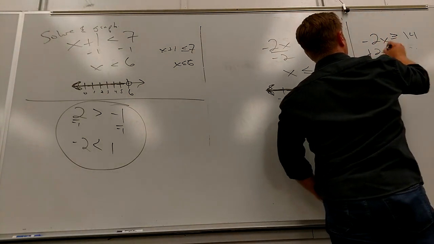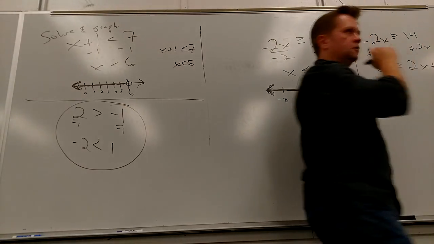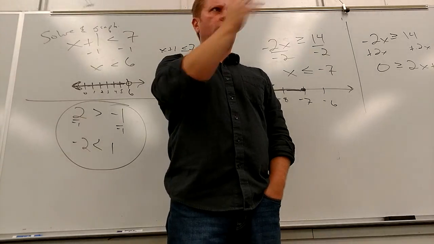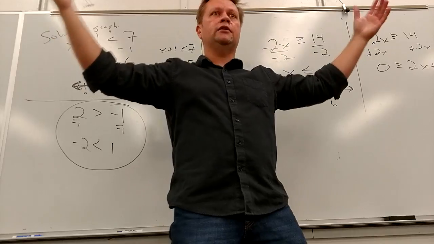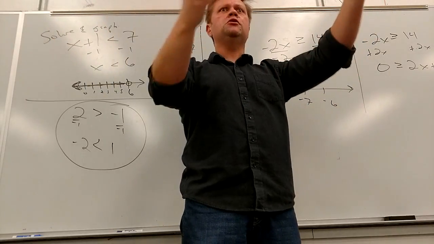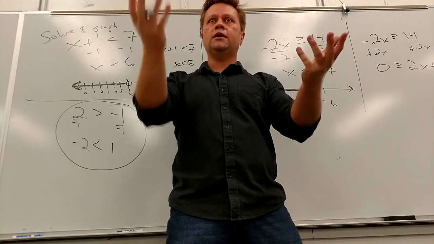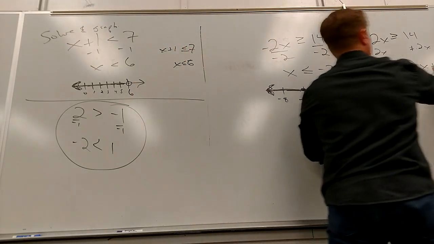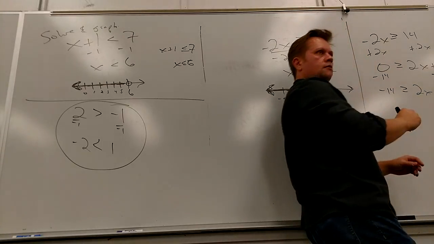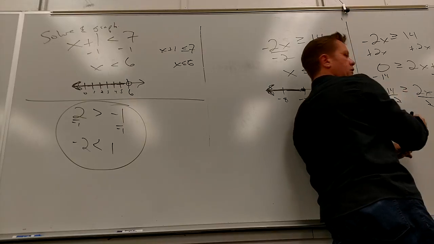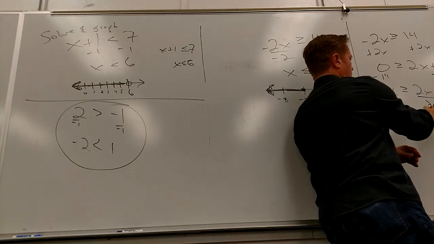Couldn't I add 2x to this side? Don't even write this down, just watch. I could, of course, because I can add whatever I want. Couldn't I add y to both sides? Would you? No. But could you? Yeah. As long as you do it to both sides, it's completely legal. And then I can subtract 14. Divide by 2, so nothing weird happens, right? So what's it say now? Negative 7 is bigger than or equal to x.